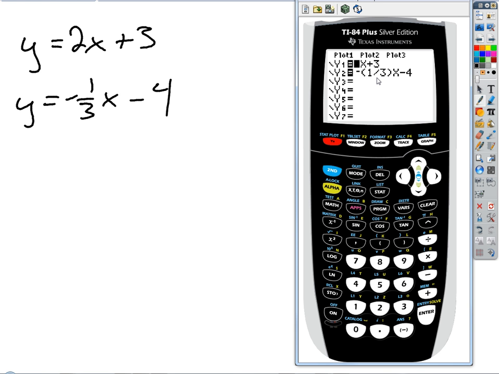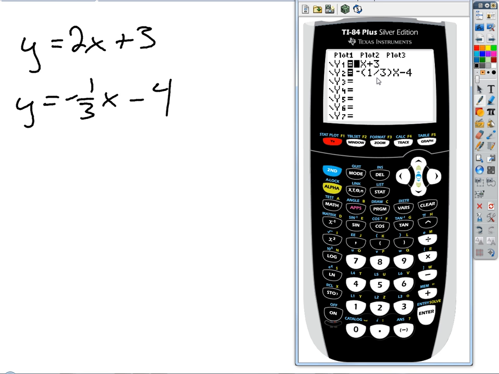When I'm doing the intersects, it asks for the first curve and the second curve. Sometimes when I press enter on the second curve, it doesn't ask for the guess. You're right, there are three things it needs: first curve, second curve, and guess. You have to show me that. Something's off.